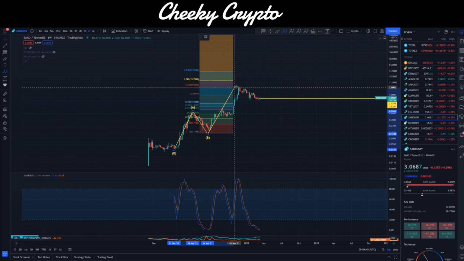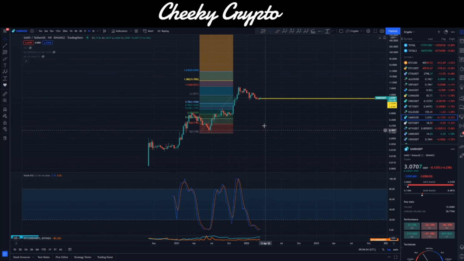You can, of course, just mark this up as ABC for now, and we could be looking for corrective action on the weekly. But the stochastic RSI isn't telling me that we're going to be slowing down for Sand in any way, shape, or form. I think Sand is going to be moving on up very, very nicely long term.